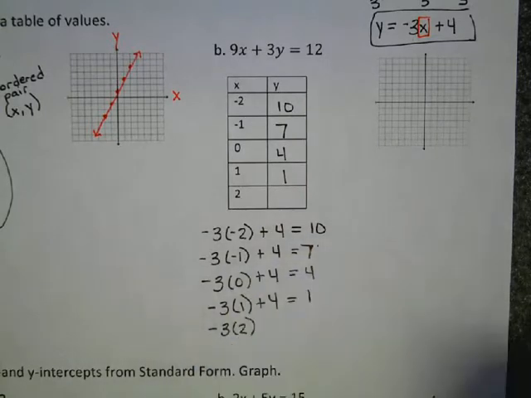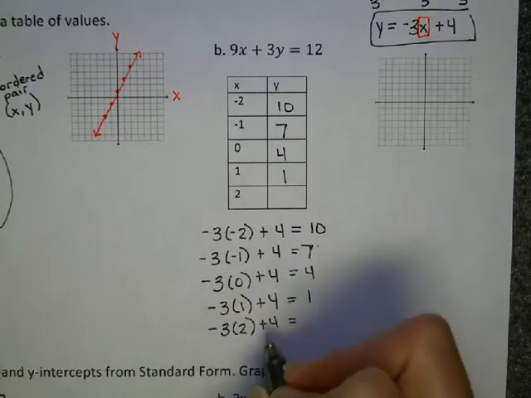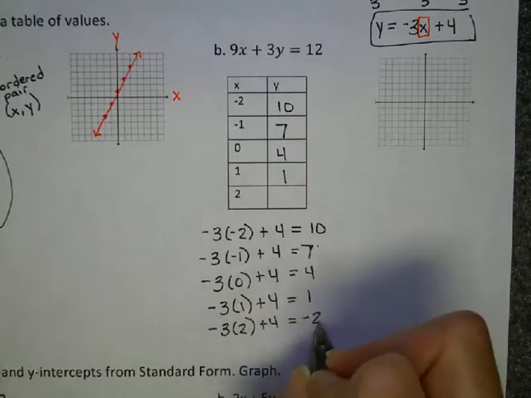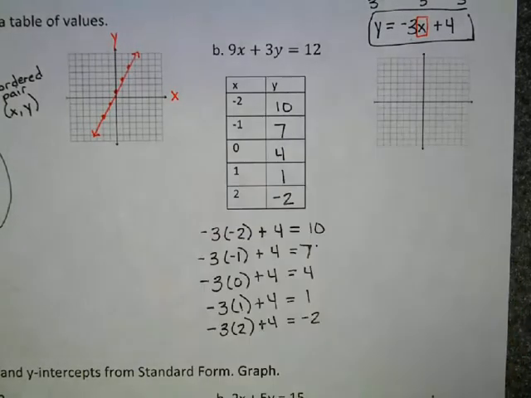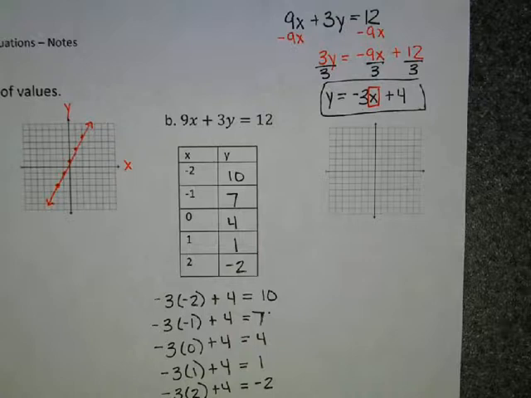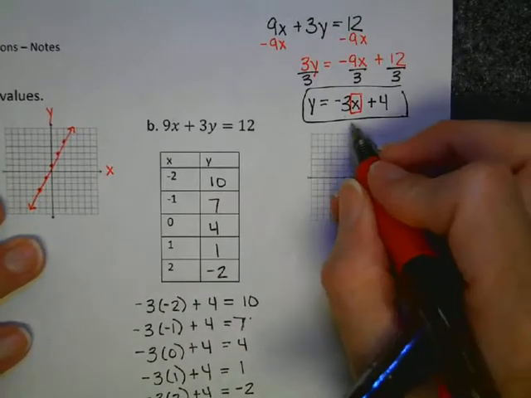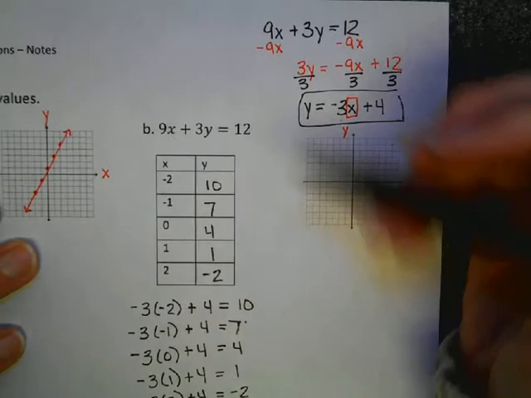The last number we had to plug in is 2. So -6 plus 4 is -2. So now our goal is to take these ordered pairs and graph them on the graph. It's your x-axis, your y-axis.